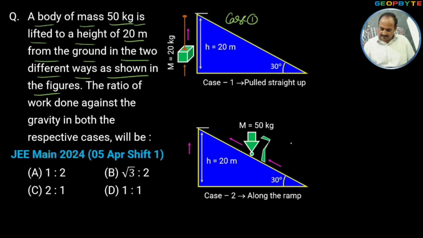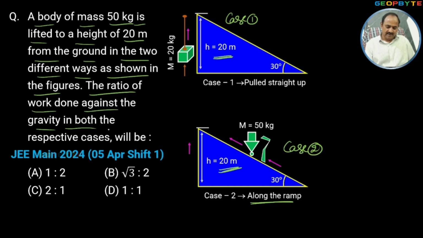And in case 2, the body or weight is lifted along the plane or along the ramp. But look at the vertical distance. The vertical distance traveled by the body against gravity remains the same. Then the ratio of work done against gravity in both the respective cases. The work done against gravity depends only on the vertical distance traveled by the body.